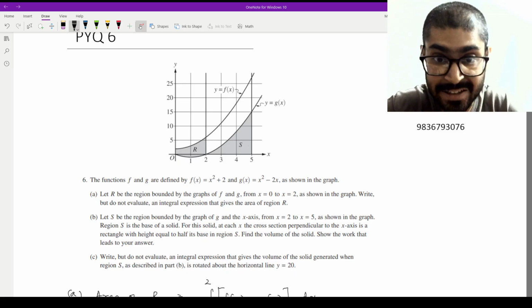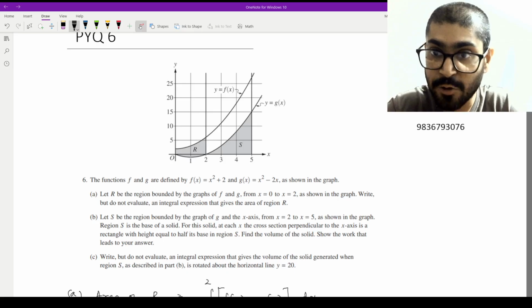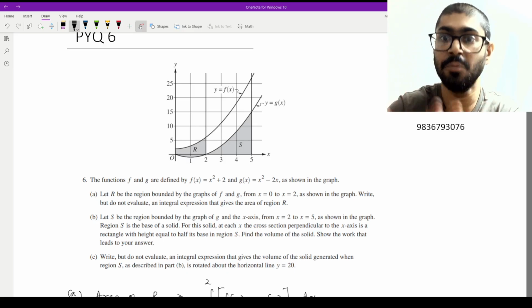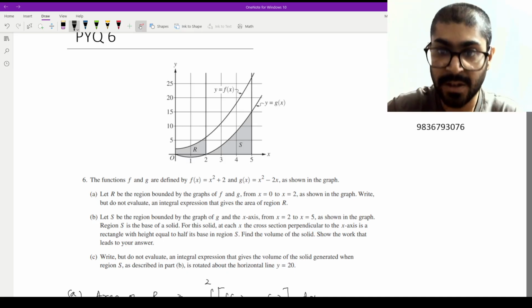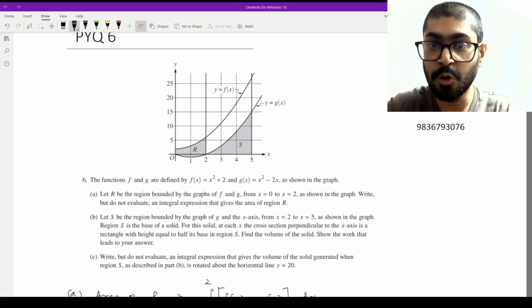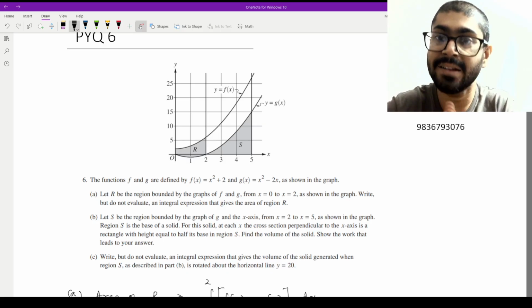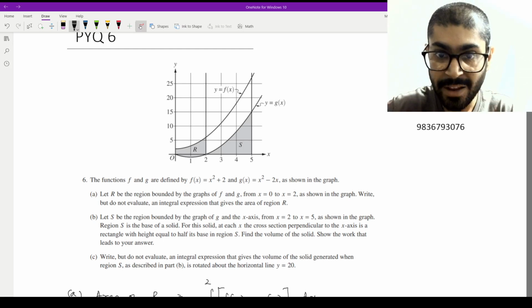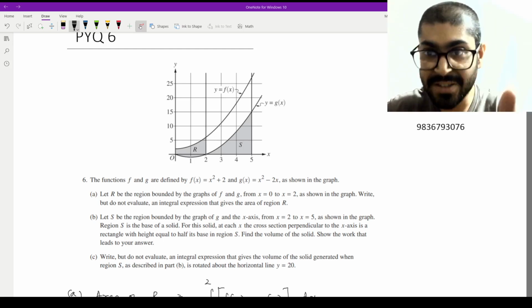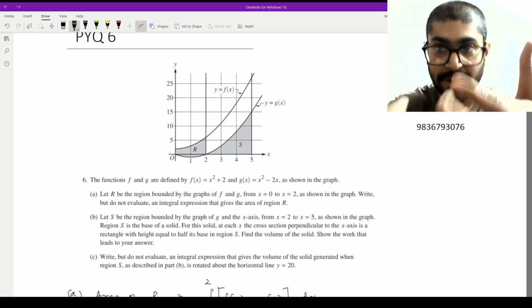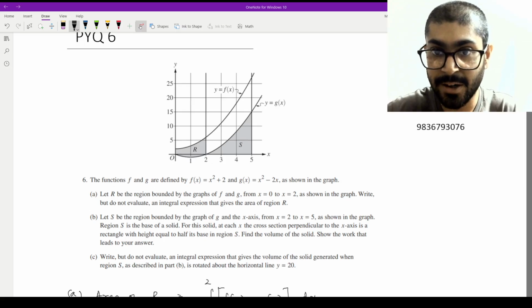Now what does it say? For this solid, at each x, the cross section perpendicular to the x-axis, which will pop out of the page when you build the solid, is a rectangle with height equal to half the base. So what is the base? The base is g(x). So we are creating the solid on the base of g(x), and the height is supposed to be half of that, equal to half the base. Now if the base is g(x), then the height will be half g(x). Agree? And what is the area of a rectangle? It's base times height. Once that is done, we would just have to integrate it and it will be done.